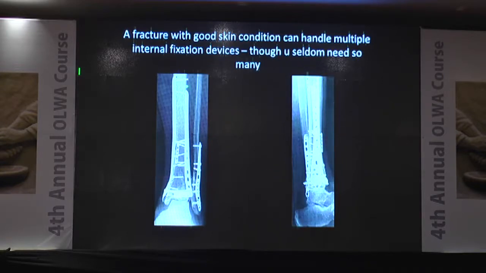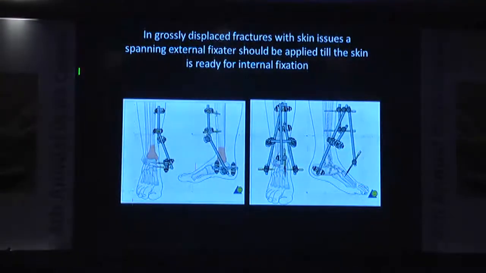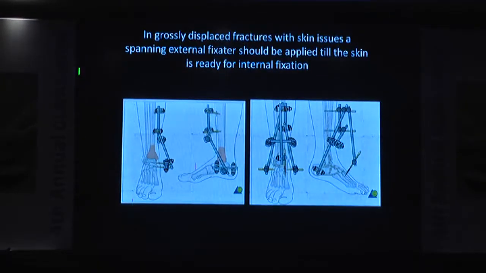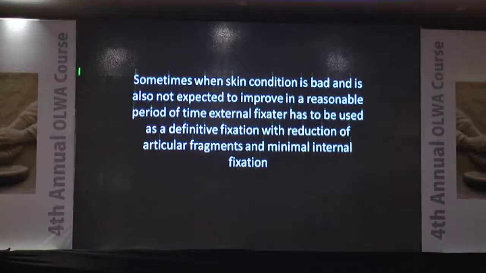As you can see here, there's a distal tibial locking plate, an anterior L plate, and site-specific fibular plates. All these can be put, though seldom do you require so many implants. In a grossly displaced fracture with skin issues, a spanning external fixator should be applied till the skin is ready for internal fixation. You can put an external fixator which can be monoplanar or biplanar, with a pin in the midfoot. Sometimes when skin condition is bad and not expected to improve in a reasonable period of time, the external fixator has to be used as a definitive fixation, with reduction of the articular fragments and minimal internal fixation.